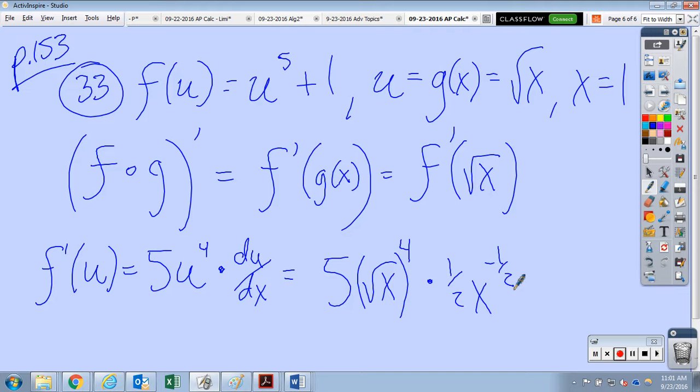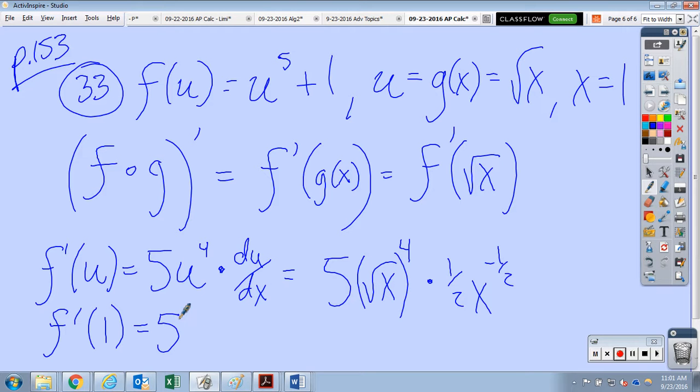Let's see if this works out. So we have f prime of u is this. If we want to find specifically f prime at x equals 1, let's see if it works. F prime of 1 would be equal to, just plug it in here.